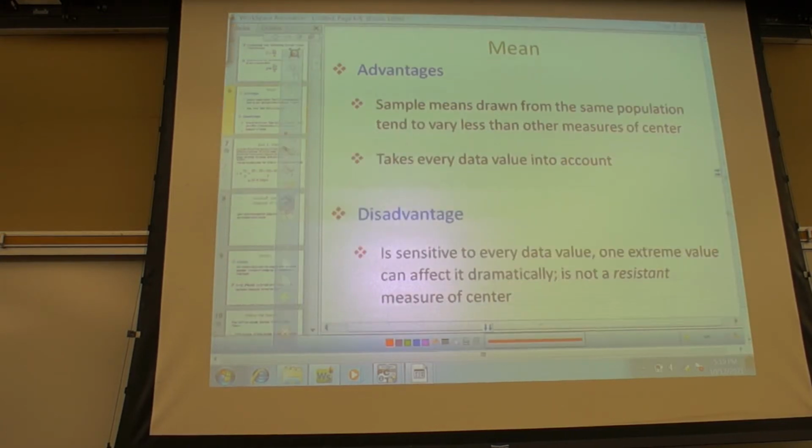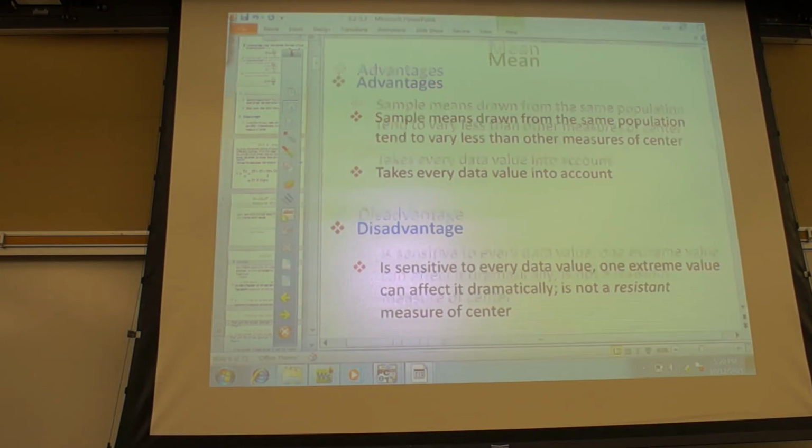Advantages: sample means drawn from the same population tend to vary less than other measures of center. Takes every data value into account. Disadvantage: is sensitive to every data value. One extreme value can affect it dramatically. It is not a resistant measure of center.